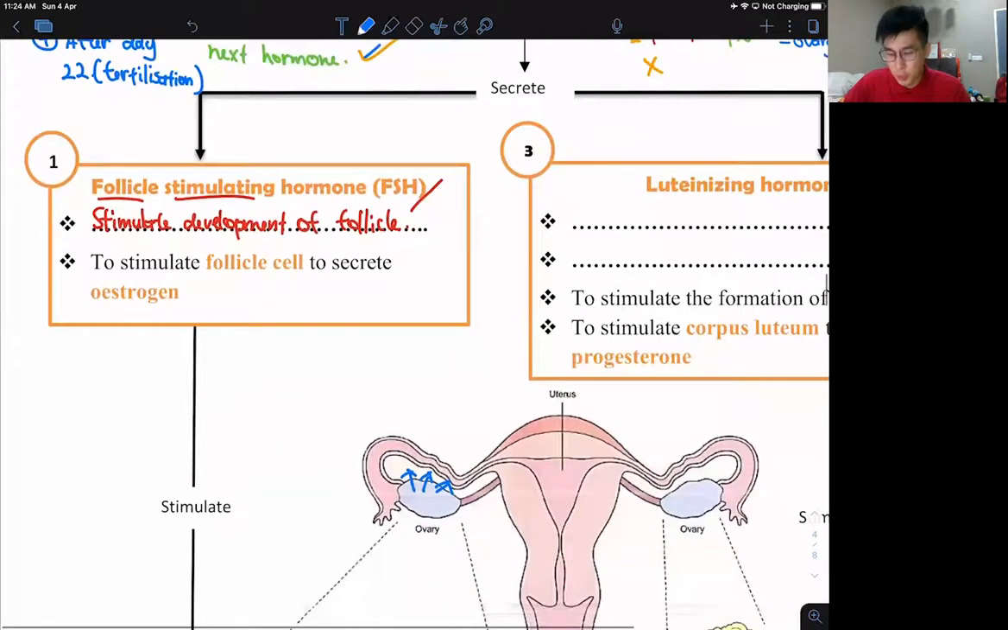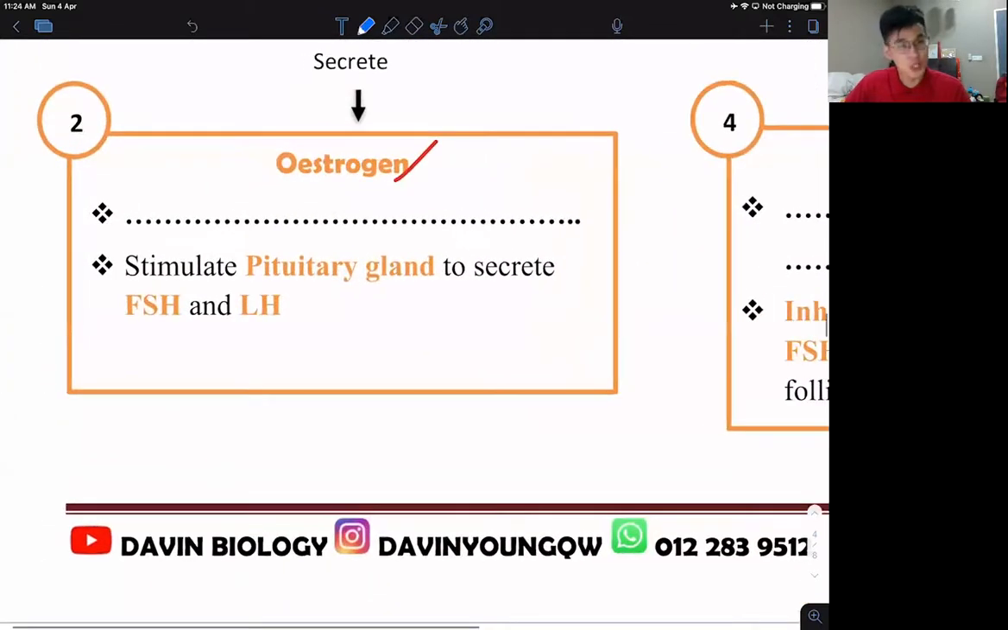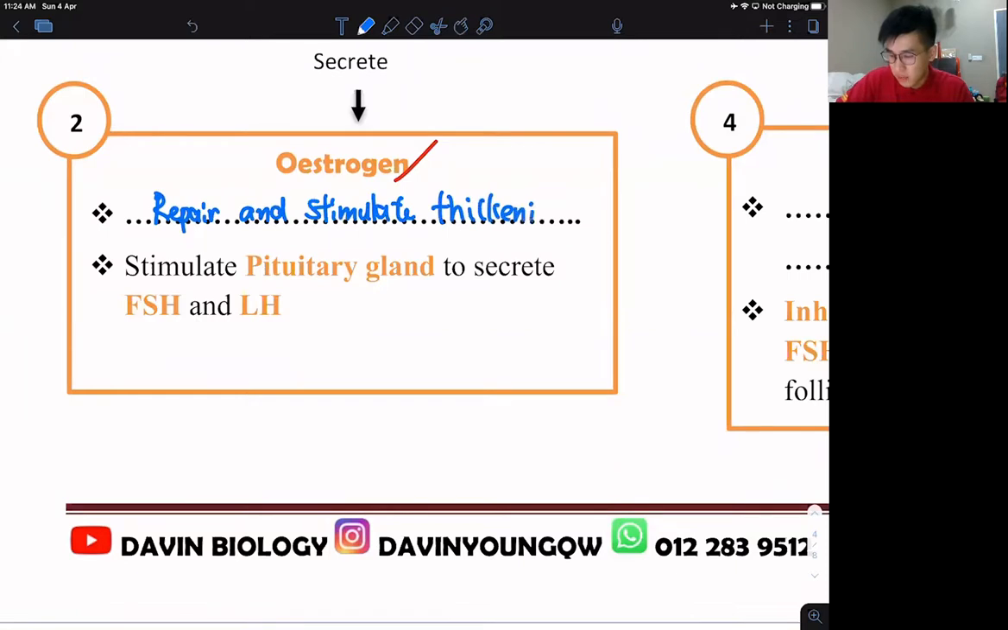So what does estrogen do? Estrogen, you can write down here, stimulates... okay, not really stimulates. You can say repair. Repair first, repair and stimulate thickening of the endometrium.